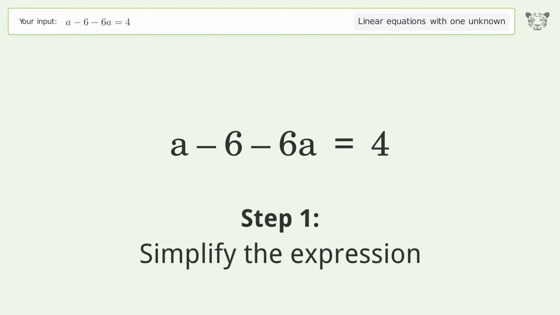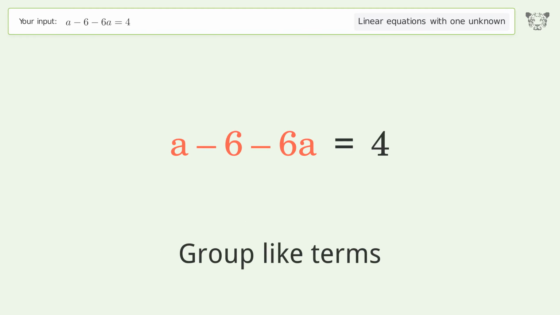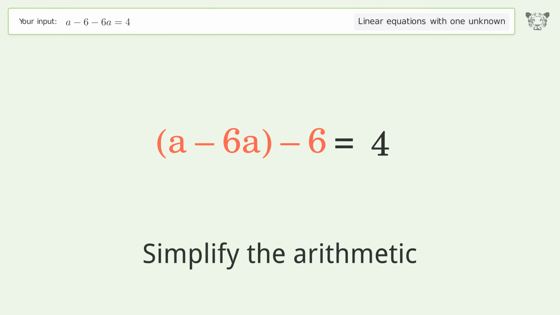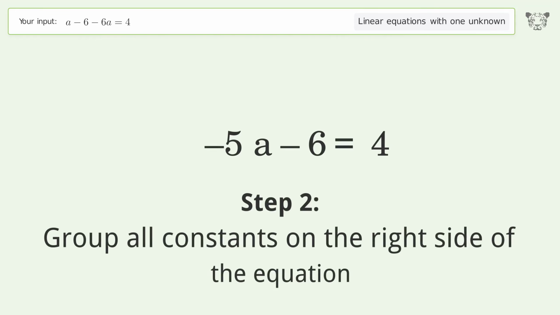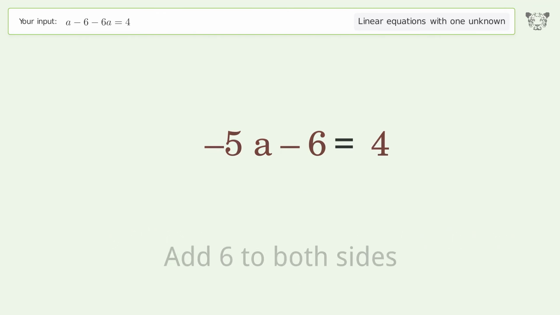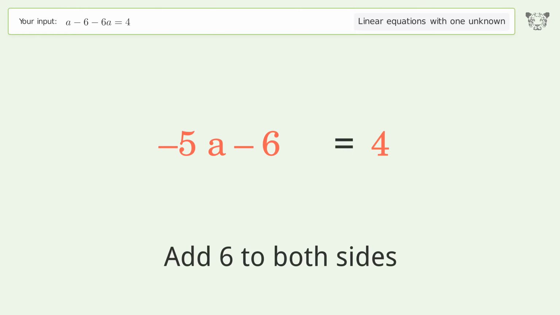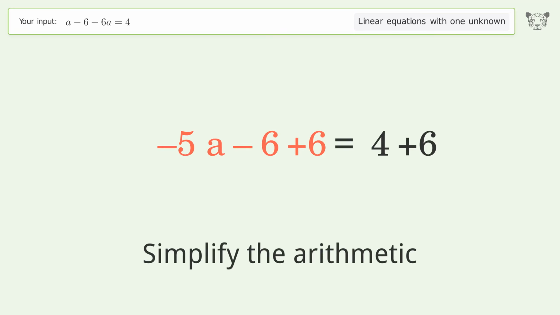Simplify the expression. Group like terms. Simplify the arithmetic. Group all constants on the right side of the equation. Add 6 to both sides. Simplify the arithmetic.